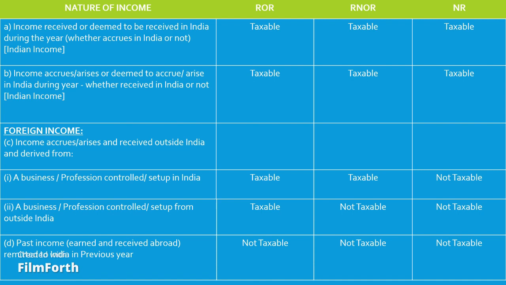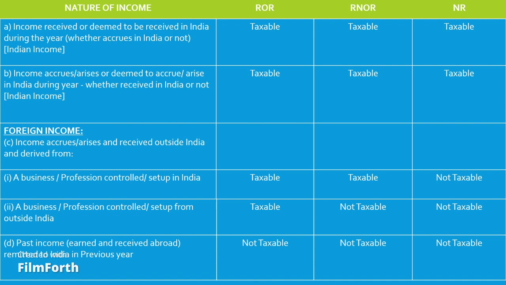The total income of a resident assessee would consist of income received or deemed to be received in India during the previous year, income which accrues or arises or is deemed to accrue or arise in India during the previous year, and income which accrues or arises outside India even if it is not received or brought into India during the previous year. In simpler terms, a ROR has to pay tax on the total income accrued or deemed to accrue, received or deemed to be received in or outside India.